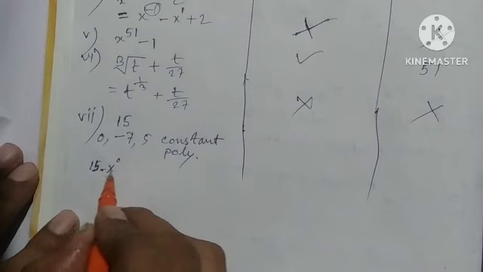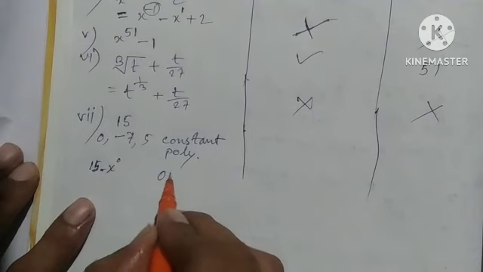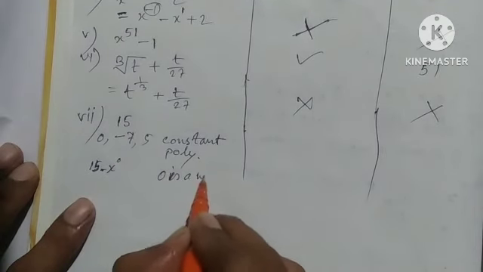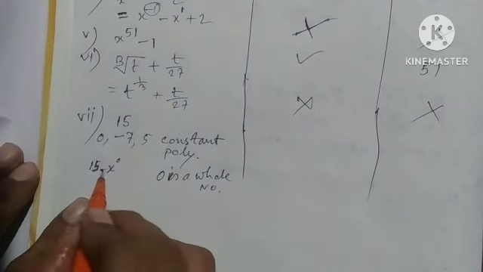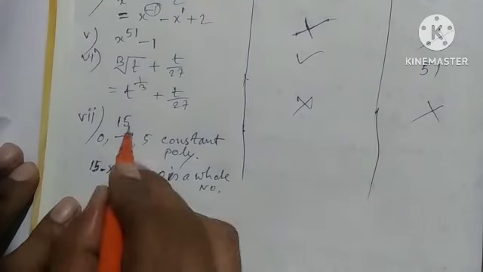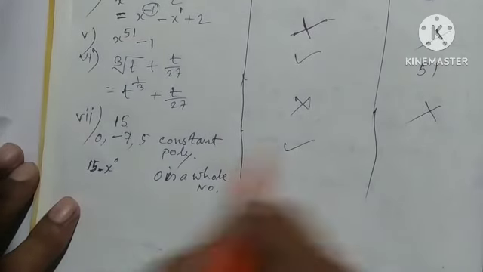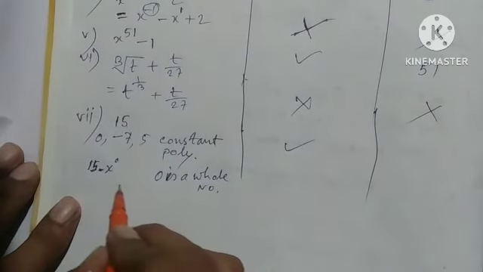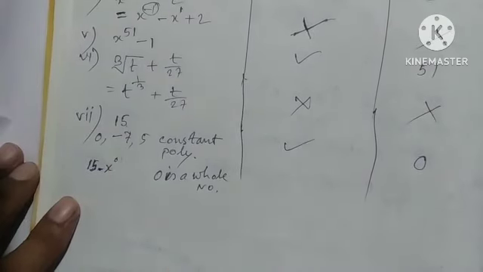So you can write with a variable, and the power of the variable is 0. 0 is a whole number, we know it. 0 is a whole number. So therefore 15 is a polynomial. Okay, and the degree of the polynomial. So what is the degree here, or what is the highest power? 0 is the highest power, therefore the degree is 0.